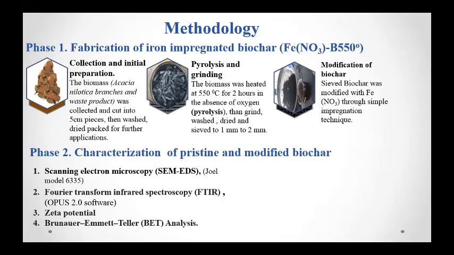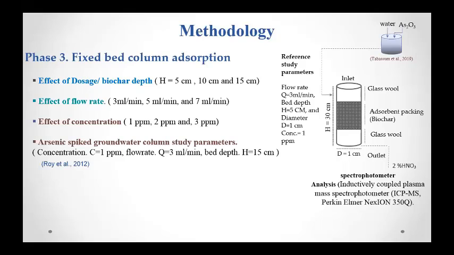In phase 2, the material was characterized through scanning electron microscopy, Fourier transform infrared spectroscopy, the spectra, and zeta potential. In phase 3, the adsorption study was conducted. This is the experimental diagram that shows how the adsorption study takes place. In this study, a 1,000 milligram stock solution was used, which was diluted to appropriate concentrations. And these are the reference parameters selected for the initial study.